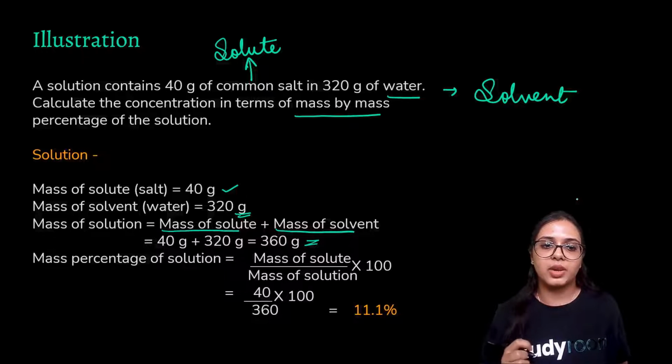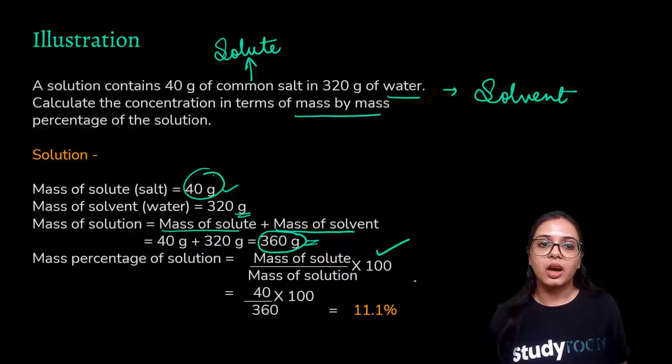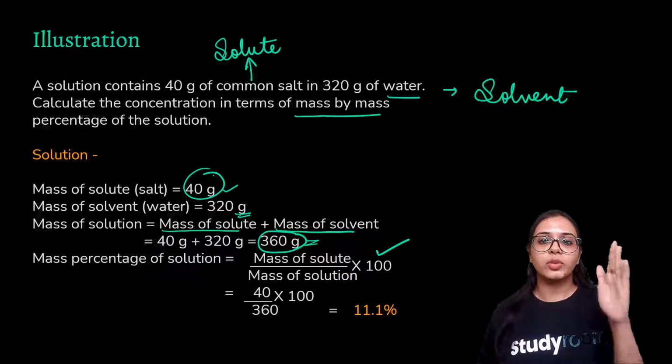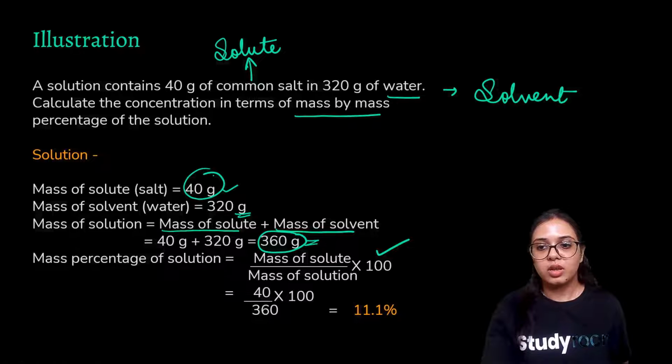Now it's an easy step ahead. We only have to calculate the mass percentage of the solution. For this, we will take the mass of the solute and divide it by the mass of the solution. So we will take this 40 grams, that is the mass of the solute, and divide it by the sum that we obtained here, 360 grams. Then we will multiply it by 100 to get our result. That will be the concentration in terms of mass by mass percentage of the solution.